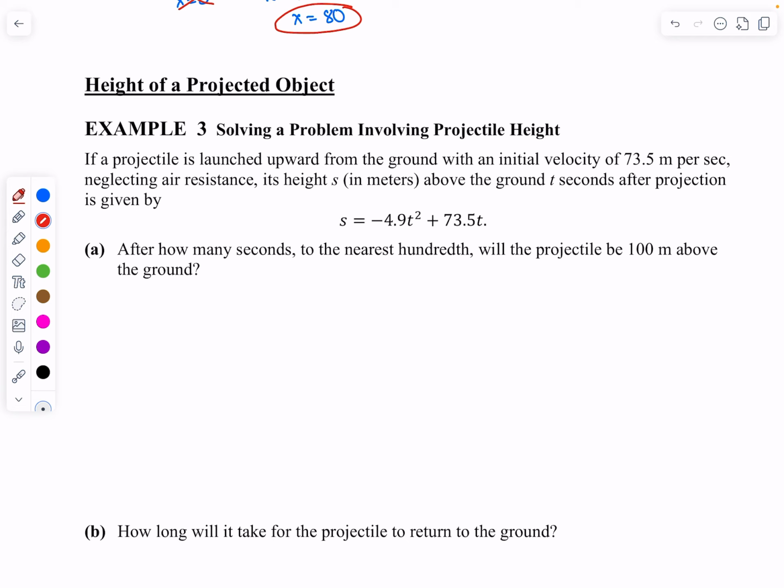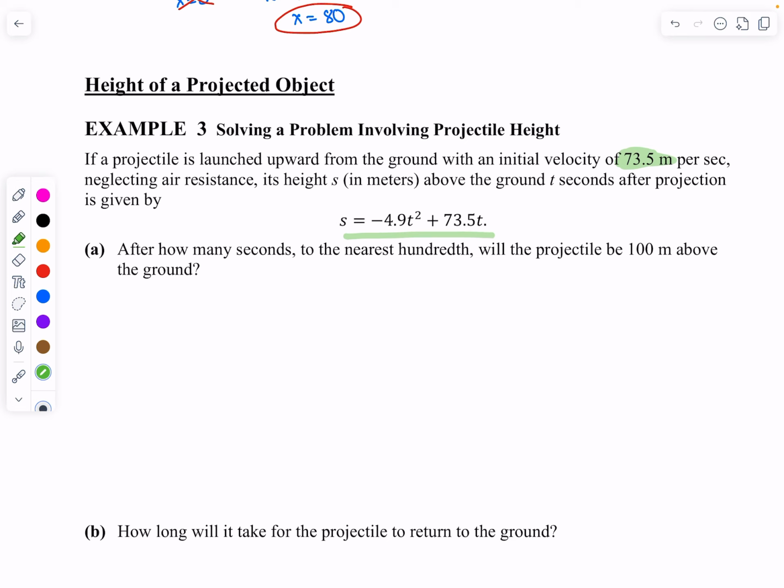So a projectile, a ball or a rocket, something is launched upward from the ground with an initial velocity of how much? Initial velocity is 75.3 meters per second. So that's how hard it's being thrown. Neglecting air resistance. Air resistance, if you put that in, you need some calculus. Anyway, its height in meters above the ground, t seconds after it's thrown, is given by this guy.